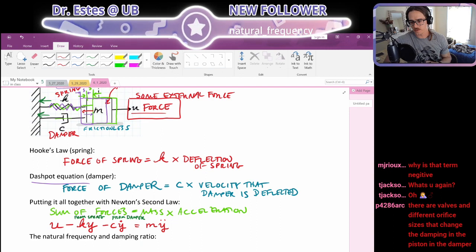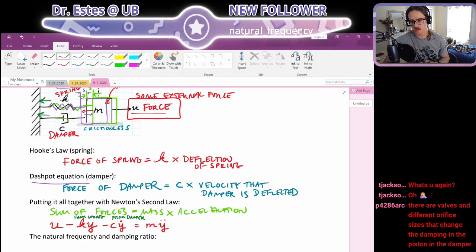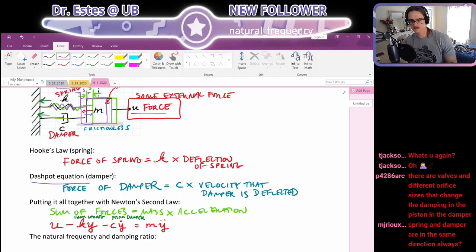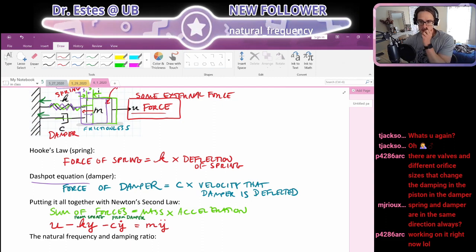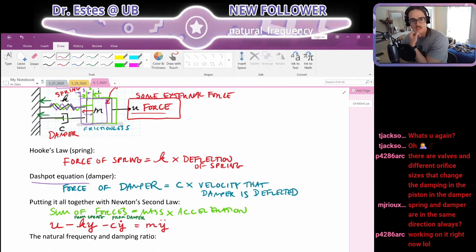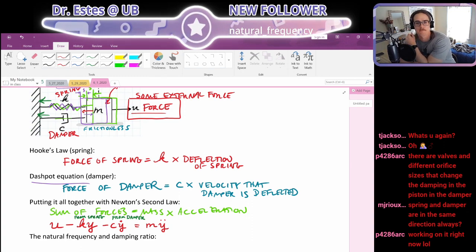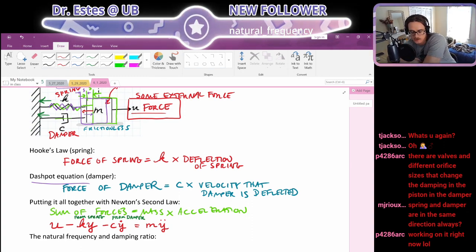There are valves in different orifice sizes that change the damping in the piston. Exactly. Spring and damper are in the same direction always. Ooh, when you say always, let me think. I don't know if I could say always.